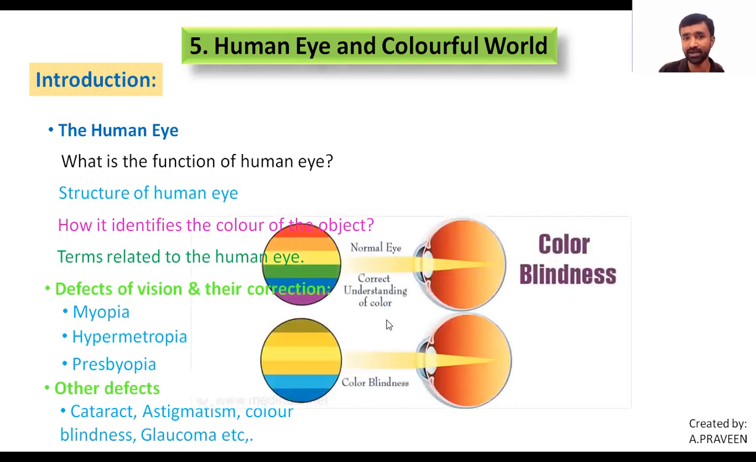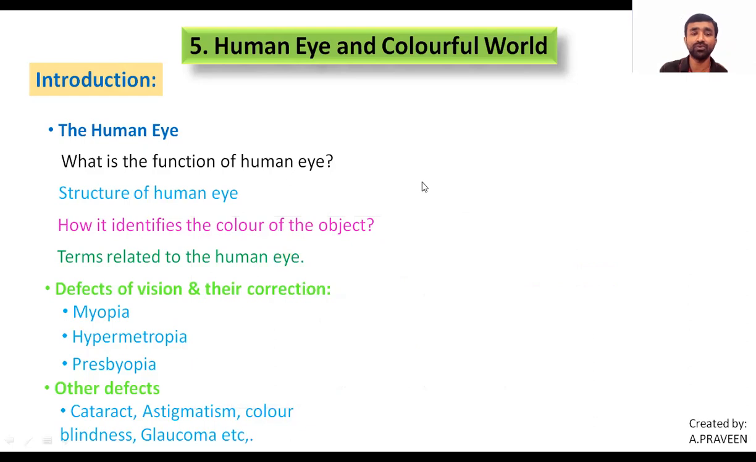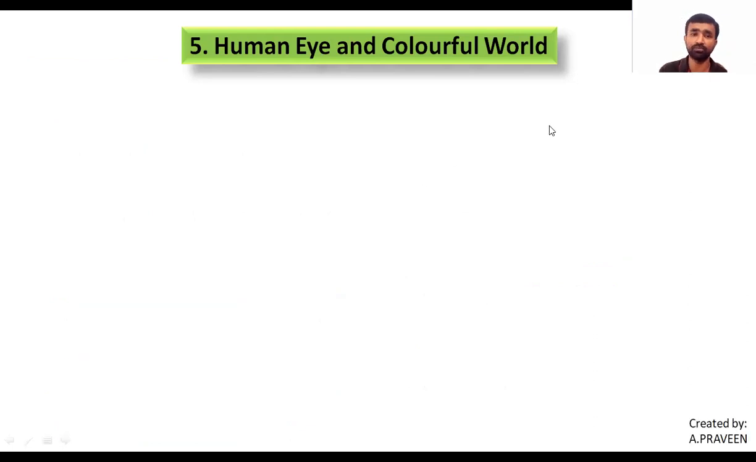See here, color blindness. A normal eye can receive all the colors, but a color-blind person can see the colors differently compared with a normal eye. Like this they can see. So we already learned the different defects by name. Different defects are there, but in this lesson I will discuss mainly three defects and their correction, how to correct them. So these are the topics we are learning in this chapter.